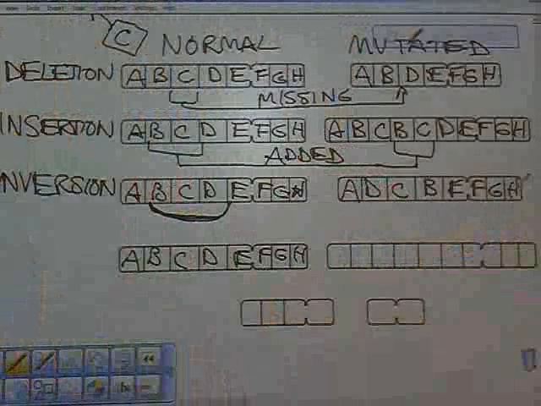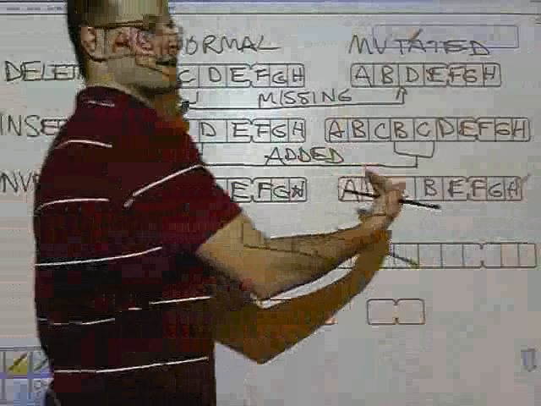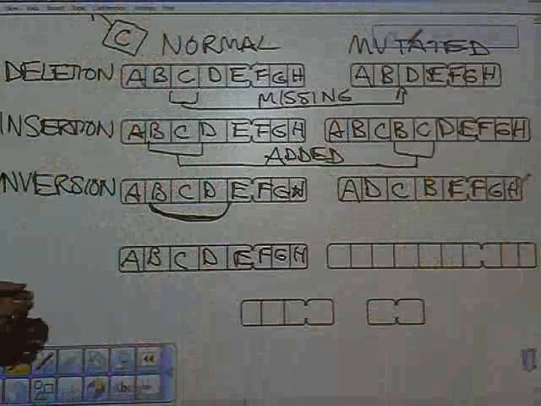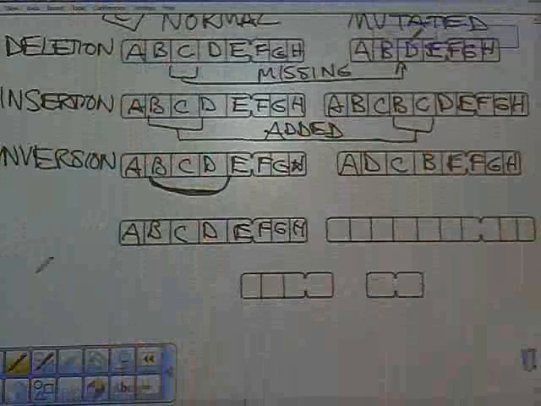Which still can be harmful, because if the information is supposed to be read in order, make certain proteins, and they're read out of order, it could be a big deal.